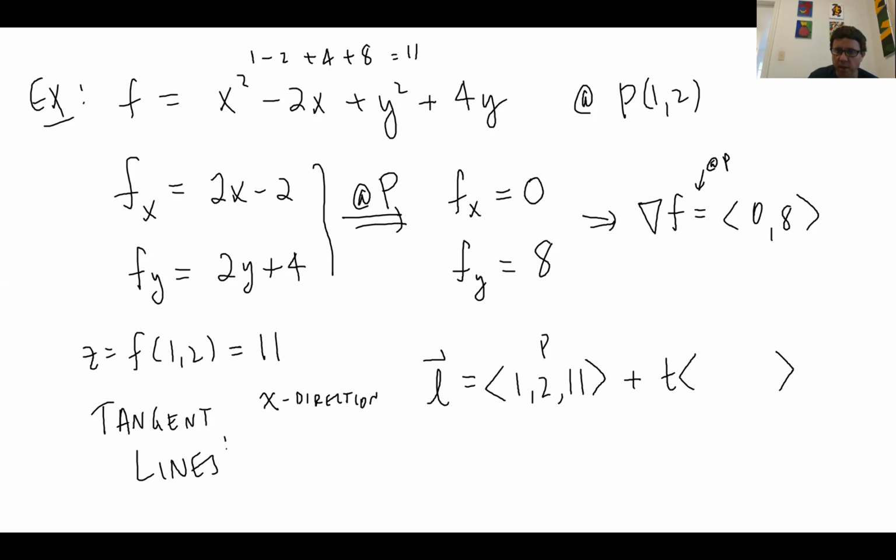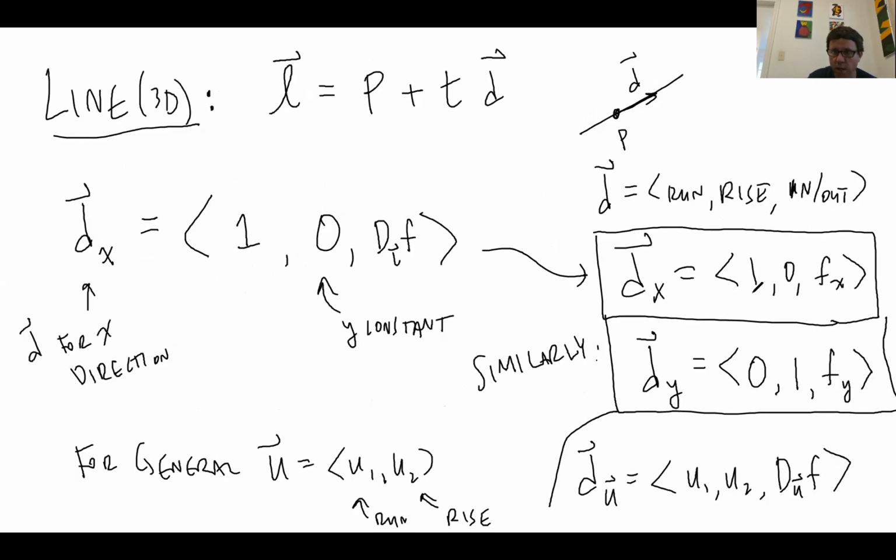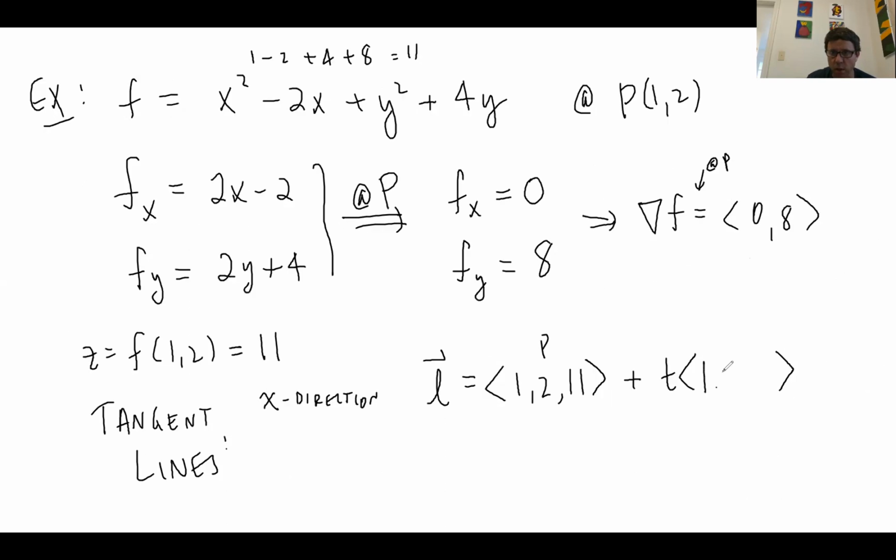So on the previous slide, the direction vector for x was 1, 0, and then whatever the derivative for f is in the x direction. So it'll be 1, 0, and then 0. That's the f sub x value at the point. So you could combine that into 1 plus t and then 2 and 11. So, you know, it's only changing in the x direction.